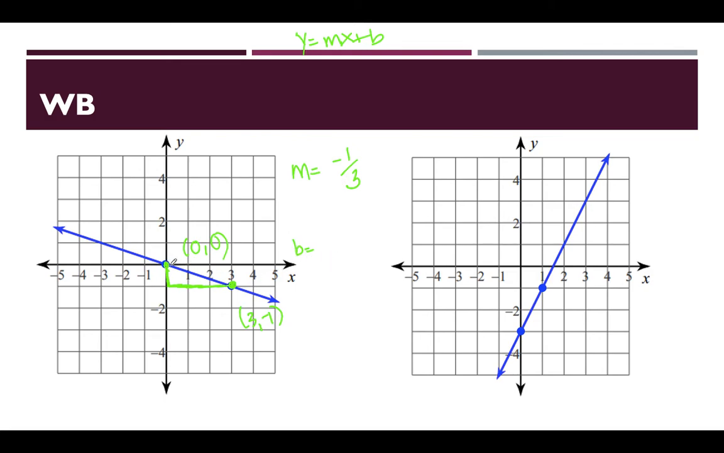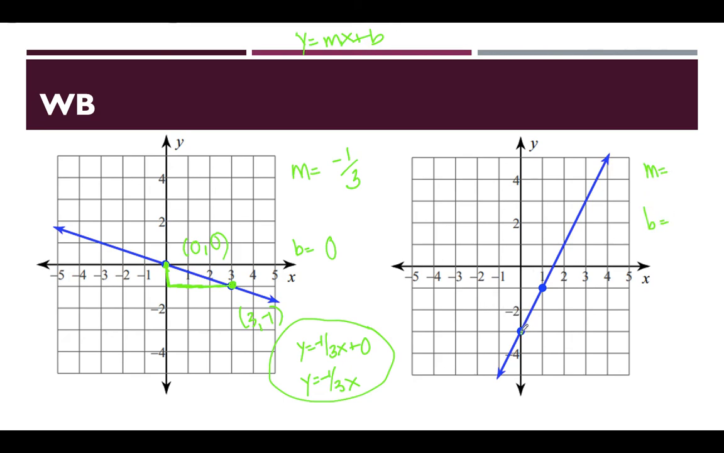And then this one is nice and easy. It crosses at the origin, so b is 0. Now when you write this, you can include 0. You could do negative 1/3 x plus 0, or you could just eliminate that part altogether and just leave it like that. Either answer is acceptable. Those are fine.